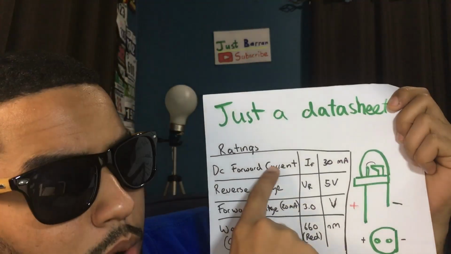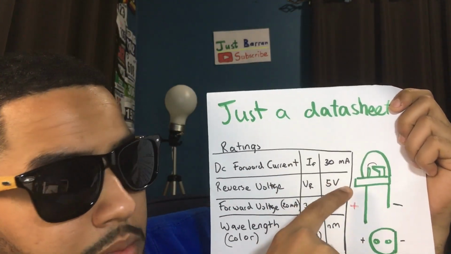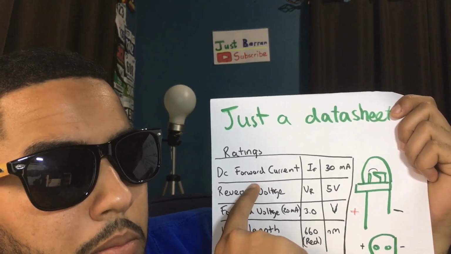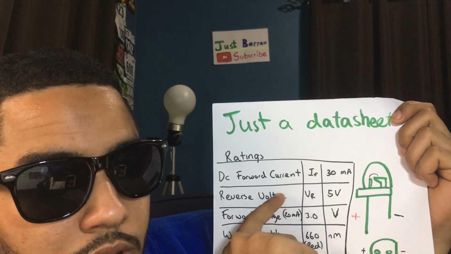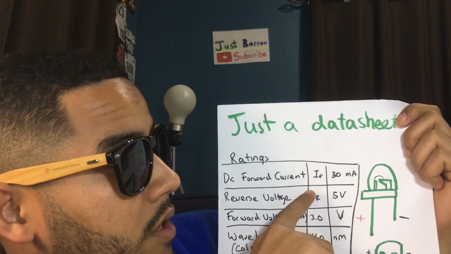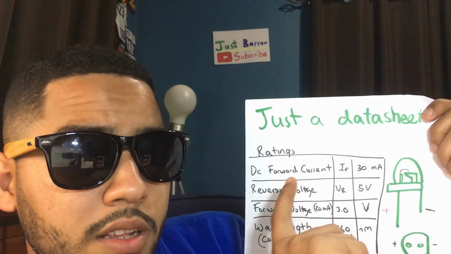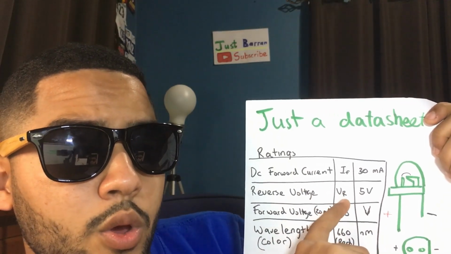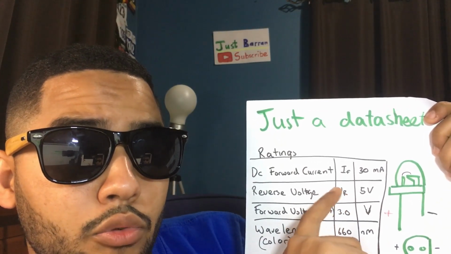So the forward current in most 5mm LEDs is usually about 30 milliamps. Now this is the maximum current in a forward flow of current that the LED can handle. The second important thing is reverse voltage. Now the reverse voltage is what happens when you connect the LED in the wrong way.